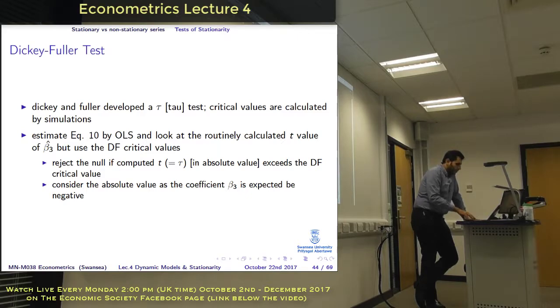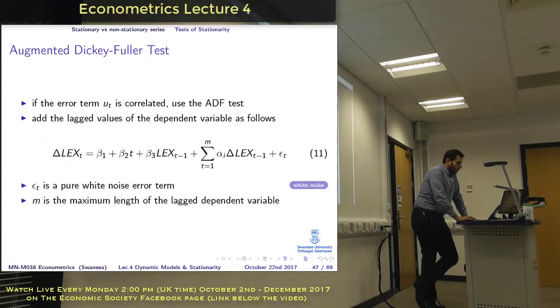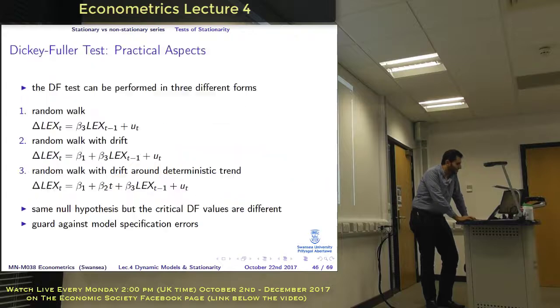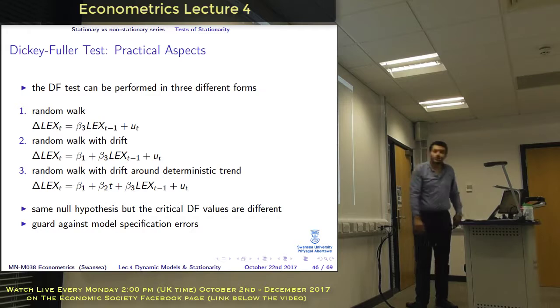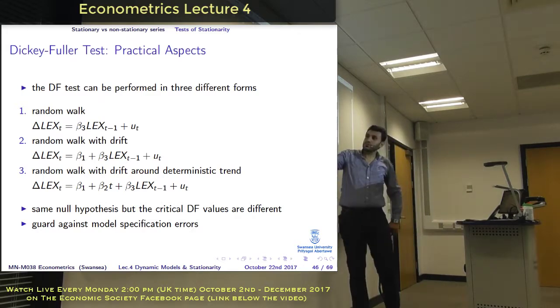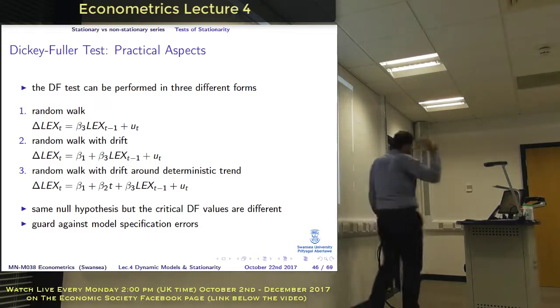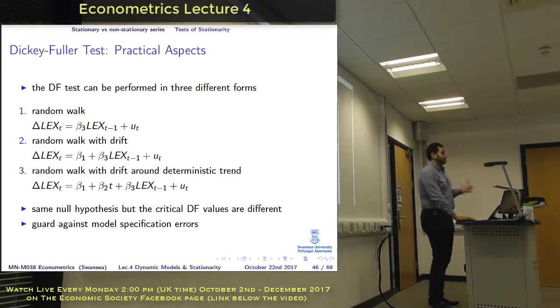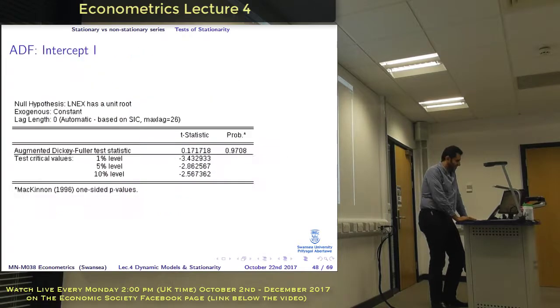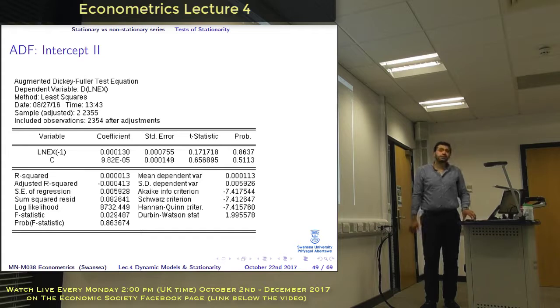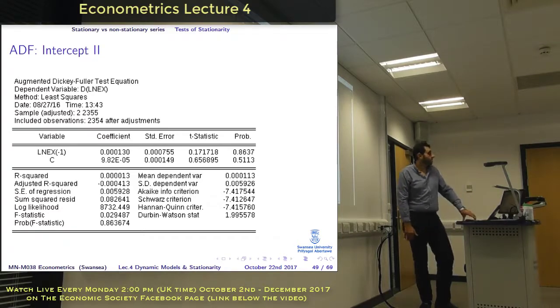Okay, so let's go back to what we did. Which case do we have here? Actually it doesn't show, but I said it's an intercept. So this is the random walk case with drift, because we have an intercept. I just put it in the title of the slide, but you wouldn't know unless I show you the second part of the output, the EViews output.